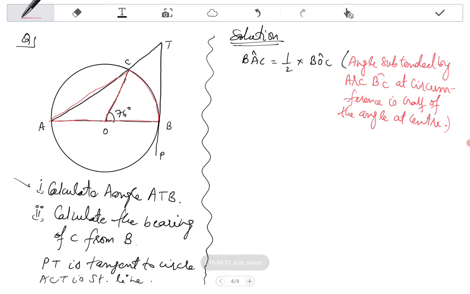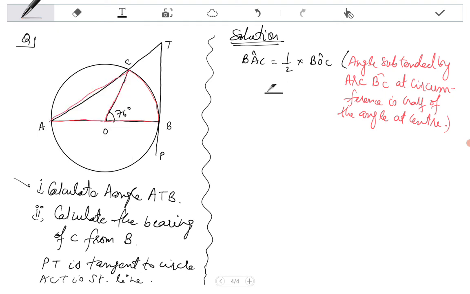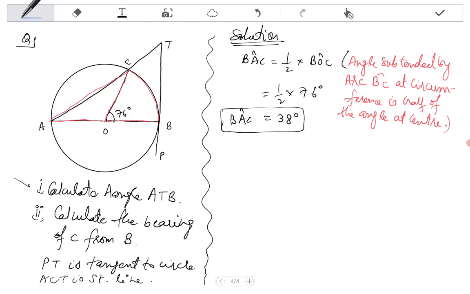And remember students, geometrical reasoning is always important in geometry questions, so you should state the reason. Whenever you write this kind of statement, you should give the reason. So it's half of 76, and half of 76 is 38. So angle BAC is 38 degrees. Now we have the value of angle BAC, 38 degrees.